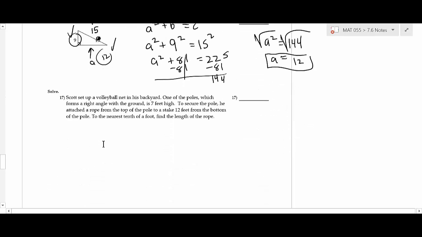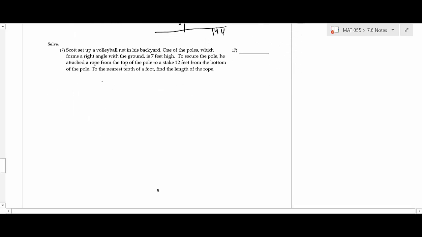Let me do these two applications here. That'll finish us up, and then we're going to get into 7.7 a little bit. These are problems where you're applying it in some context. This one says you have a volleyball net in the backyard. One of the poles forms a right angle with the ground and is 7 feet high. That's the pole, and for what we're doing, that pole has to be a right angle.